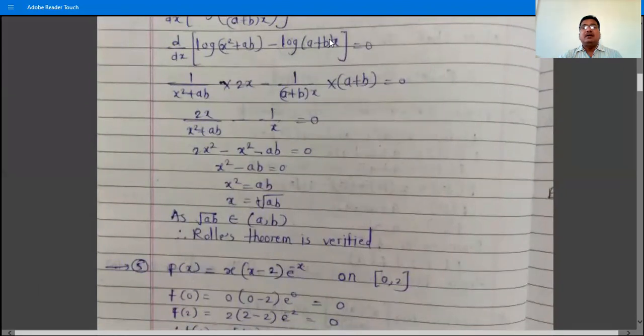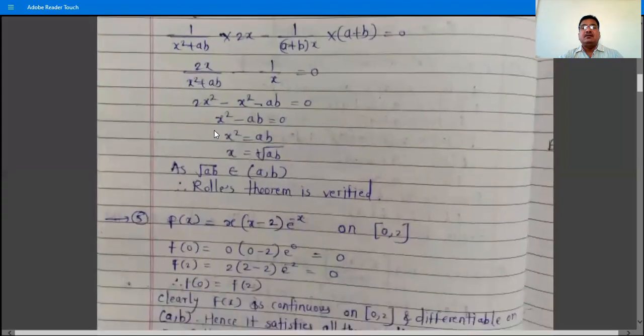Similarly, the derivative of log(a + bx) is 1 by (a + bx) into (a + b), which is equal to 0, and therefore we have this quantity 2x divided by (x square + ab). This quantity is 1 by x. Then after simplification we have this. So x is plus minus root ab.